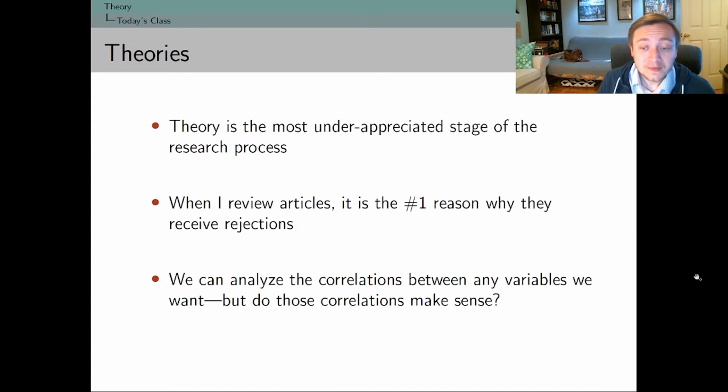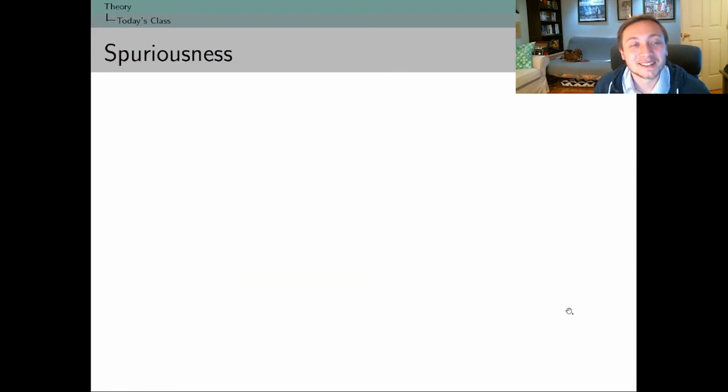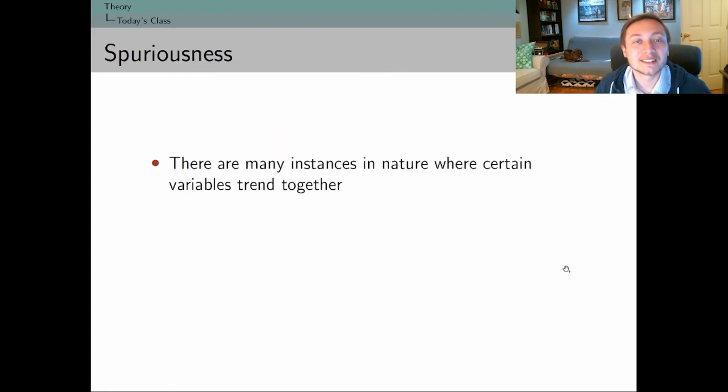So again, to summarize what I'm trying to say here, we can analyze the relationship or the correlation between any variables in the world that we want. But we need to be able to explain to ourselves why we would expect those correlations to happen, why it would make sense for there to be a relationship present in the first place. And so one of the biggest issues here that we can think about is this issue of spuriousness.